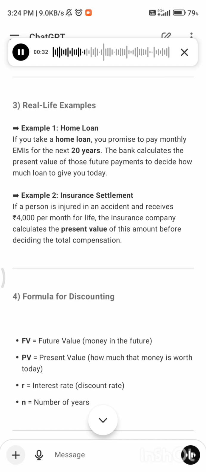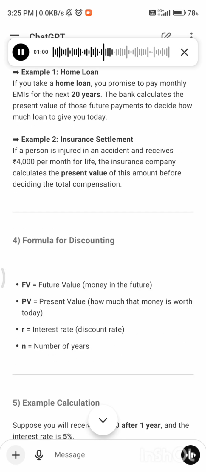3. Real-life examples. Example 1. Home loan. If you take a home loan, you promise to pay monthly EMIs for the next 20 years. The bank calculates the present value of those future payments to decide how much loan to give you today. Example 2. Insurance settlement. If a person is injured in an accident and receives $4,000 per month for life, the insurance company calculates the present value of this amount before deciding the total compensation.